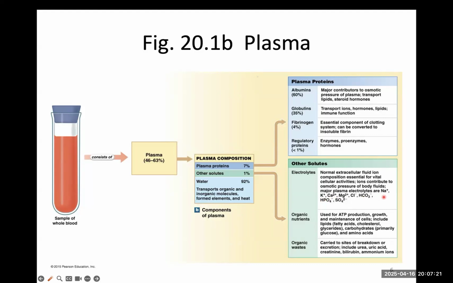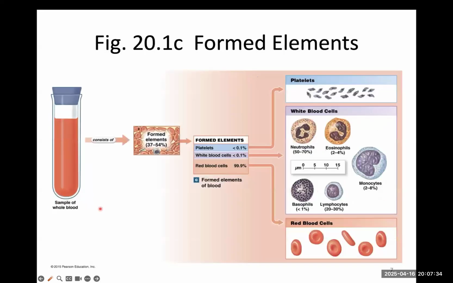So those are going to be the formed elements. Now we're going to go into more detail, and we also have platelets in the blood, which are not cells. These platelets are just 0.1%. These are cell fragments, and they're not considered cells.